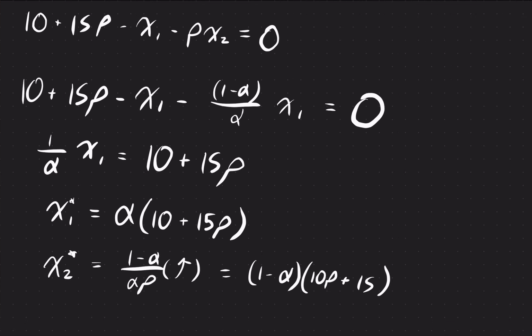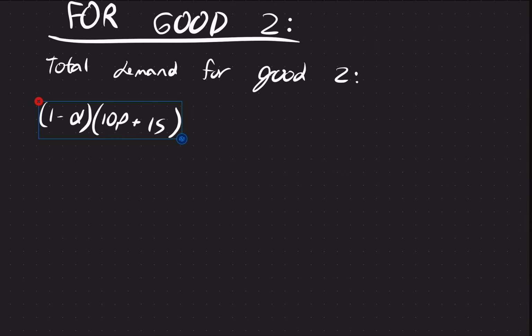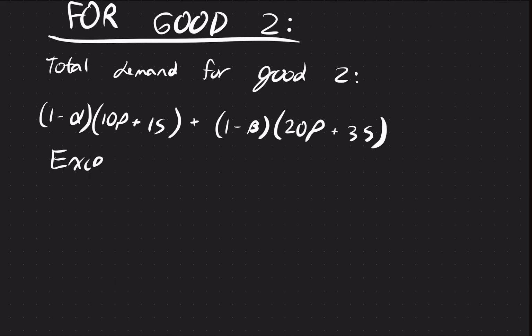Oh, here we go. This is person 1's demand for good 2. And spoiler, person 2's is 1 minus beta, 20 rho plus 35. Again, if that's wrong, my bad. Then excess demand is this minus 50 that we had, so we're going to set this equal to 50.